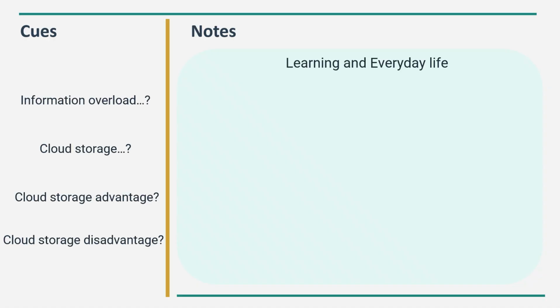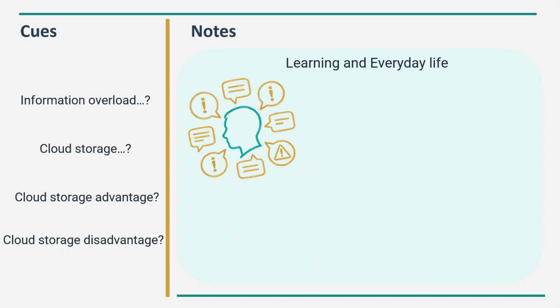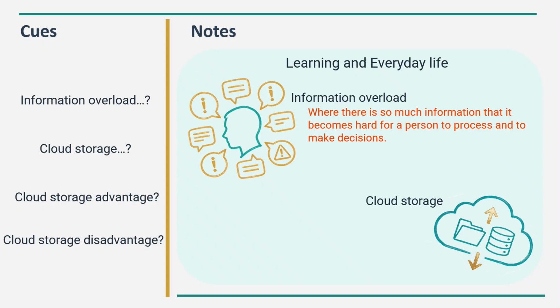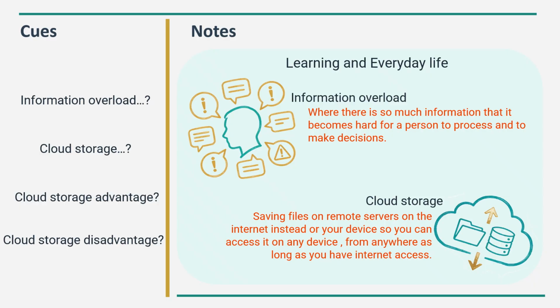Exam questions often ask how these help learners and what risks they bring, like information overload. Information overload is where there's too much information that it becomes hard for a person to process and make decisions. This leads to decision fatigue. There's also cloud storage, which means saving your files on remote servers on the internet instead of just on your device. The good thing about it is you can access it from anywhere and any device as long as you have internet access, and it also saves storage on your phone.